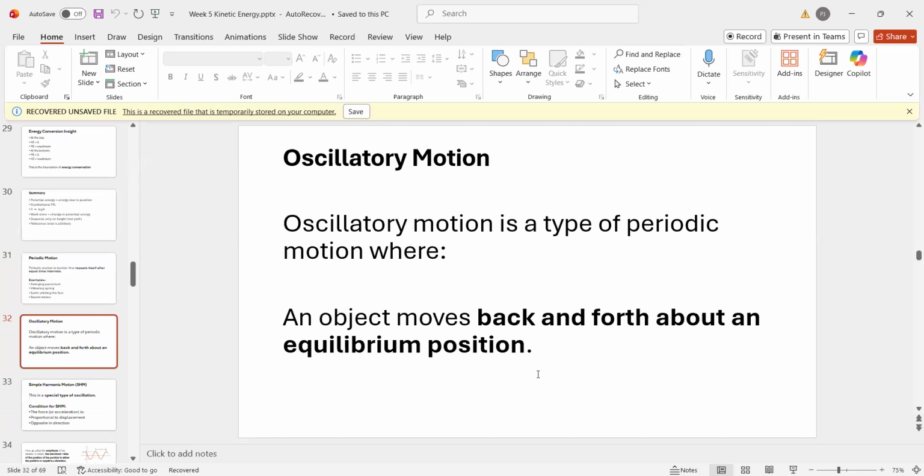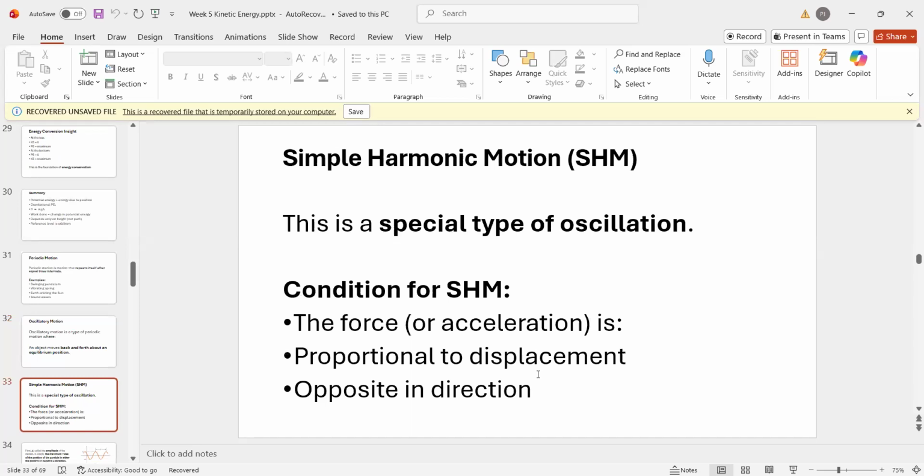So now, oscillatory motion. Oscillatory motion is a type of periodic motion where the object moves back and forth about an equilibrium position. What would be an example of oscillatory motion? A simple pendulum. That's true.